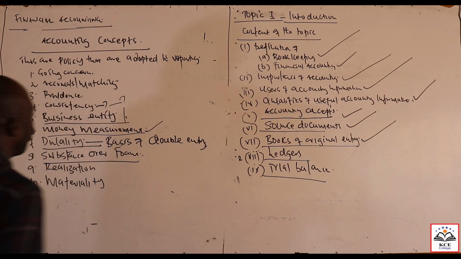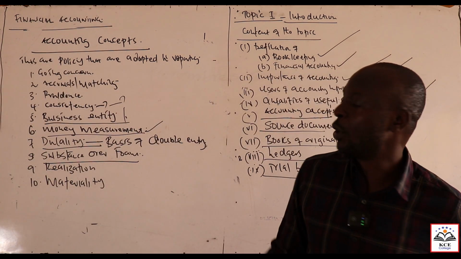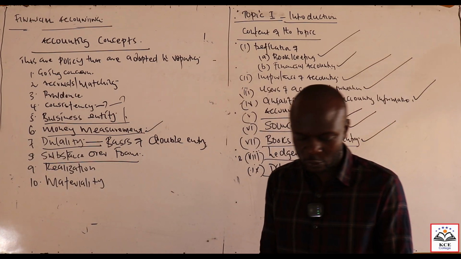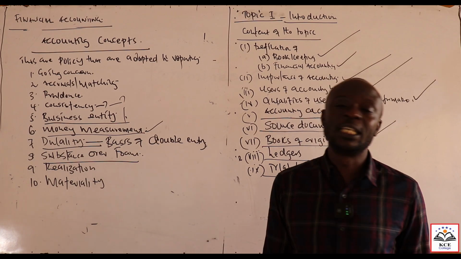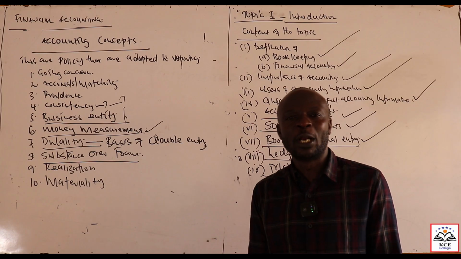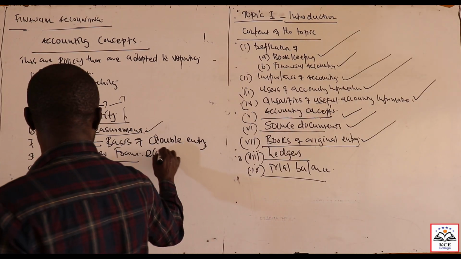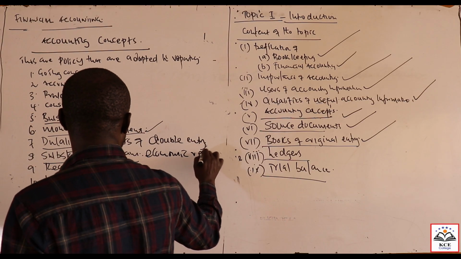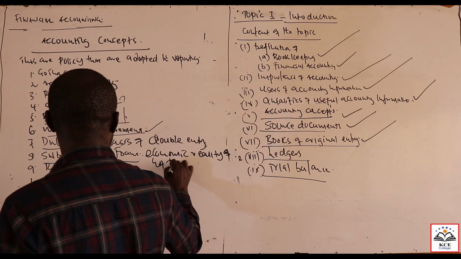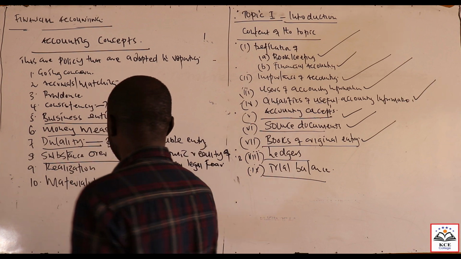Then we have substance over form. Substance over form means we record items in financial statements or books based on their economic reality, not their legal form. We record transactions based on their economic reality, and not their legal form. What do I mean by that?